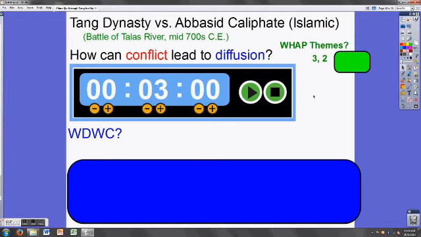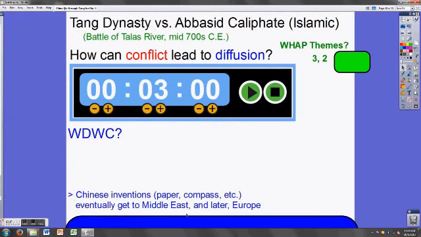Well, the story goes that Chinese prisoners who were captured by the Abbasids were taken back to the Abbasid homeland where they brought their culture with them. The same thing happened on the other side. Abbasid prisoners who were captured by the Chinese were taken back to the Chinese homeland where the Abbasids brought their culture with them. What does this mean for both sides, and why should we care?